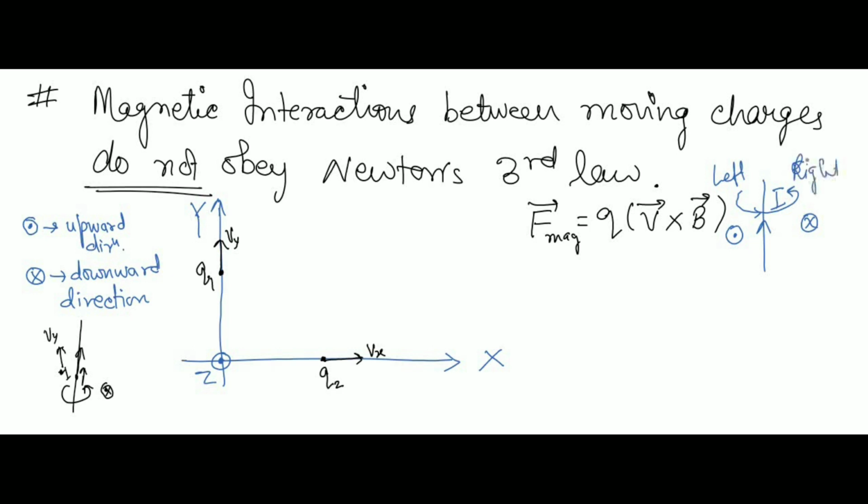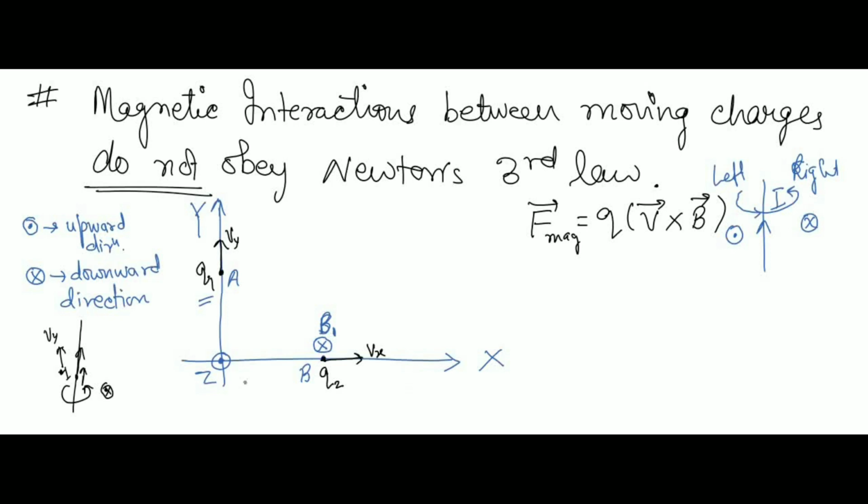So this moving charge may be considered as a wire in which the current is flowing, because it is going in the y direction. Let us consider that these points are A and B, so it will be easier to call them. Due to this charge Q1, the magnetic field at point B is in downward direction. Let me call that magnetic field B1, the magnetic field due to charge 1 at point B.